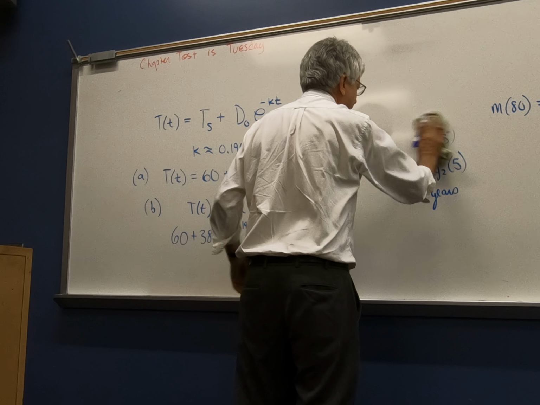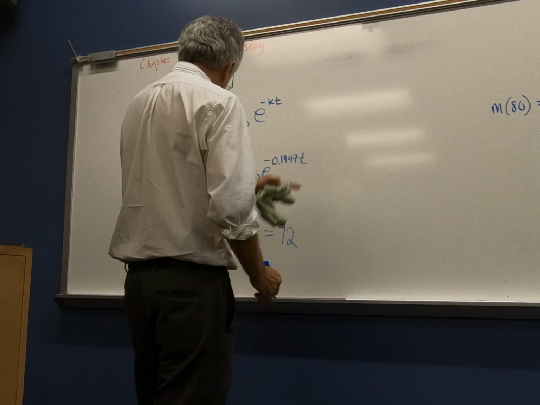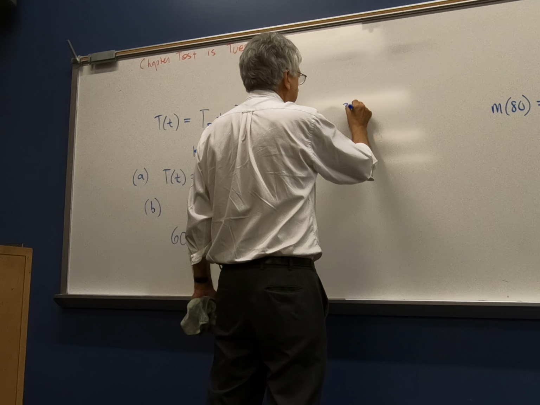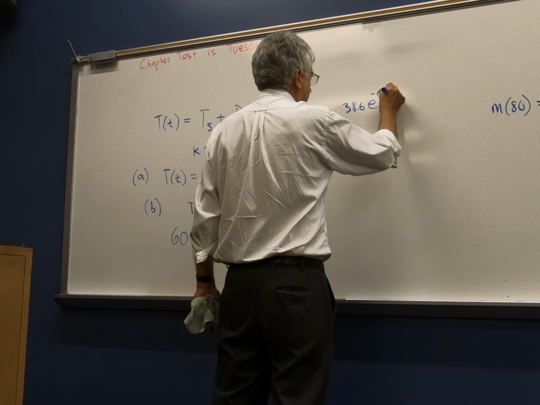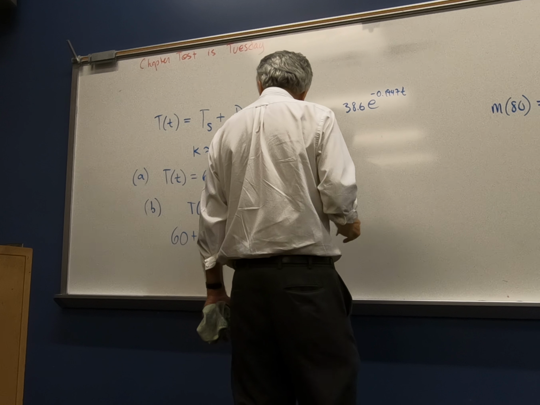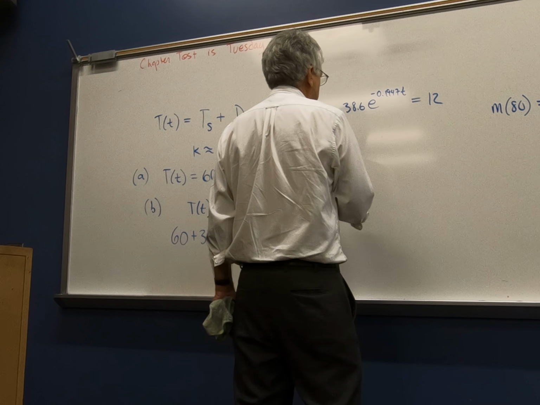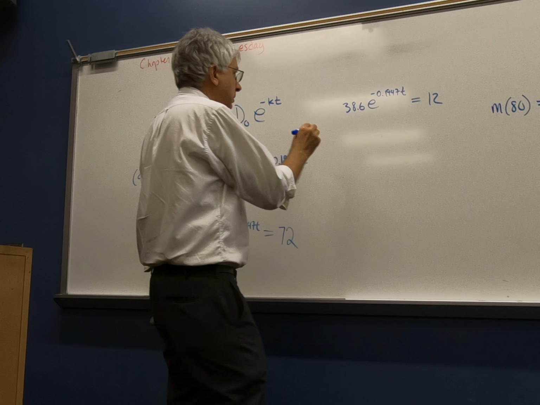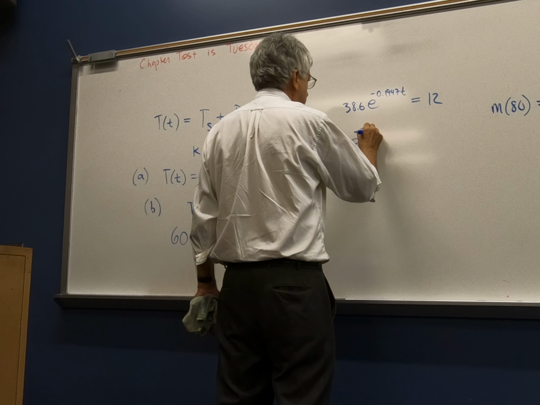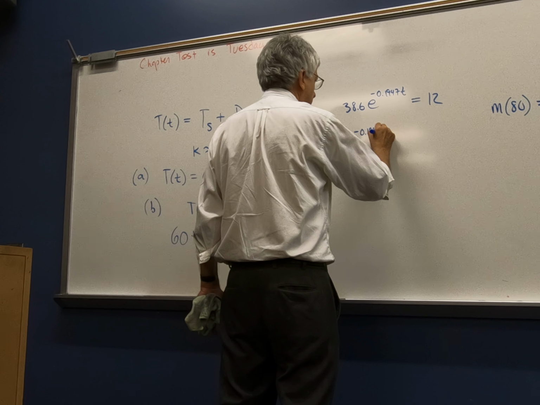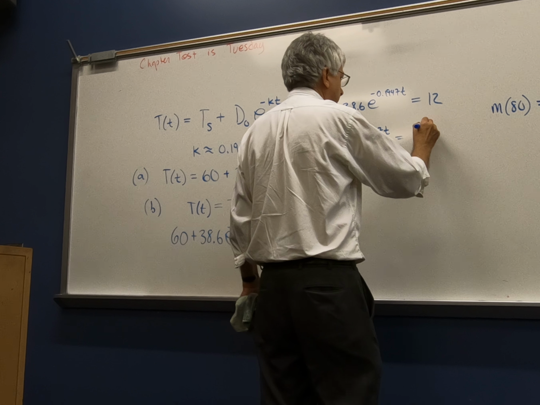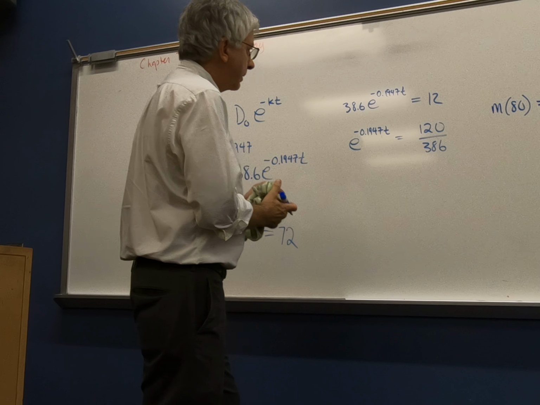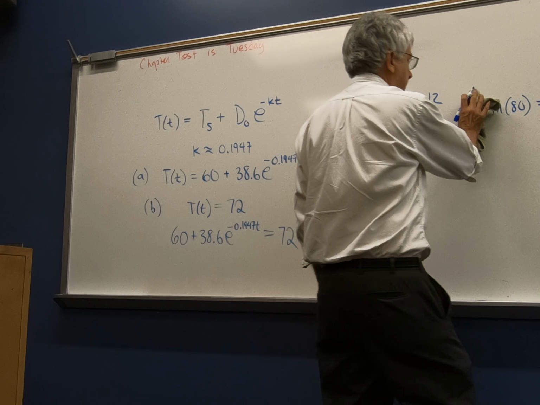Subgoal, isolate the exponential. So start by using the subtraction property of equality. So we get 38.6 times e to the negative 0.1947 t. That's a lot of times you got to write this number. Equals 12. And then divide both sides by 38.6 to get the exponential all by its lonely self. So that's going to be 120 divided by 386, which we could reduce to lowest terms, always a good idea.